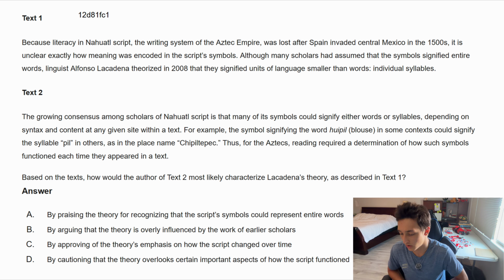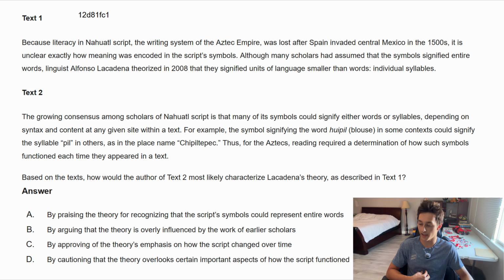Text 2 says, the growing consensus among scholars of Nahuatl script is that many of its symbols could signify either words or syllables depending on syntax and content at any given site within a text. For example, the symbol signifying the word blouse in some contexts could signify the syllable pill in others, as in the place name Chipiltepec. Thus, for the Aztecs, reading required a determination of how such symbols functioned each time they appeared in a text. So, how would text 2 most likely characterize text 1?